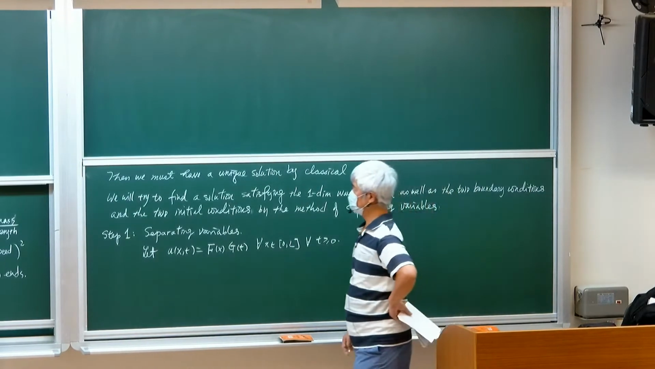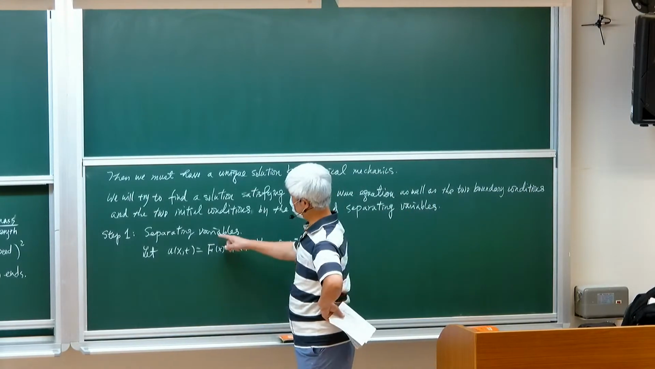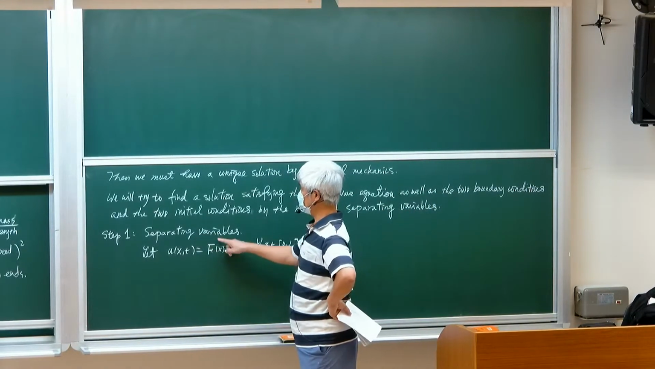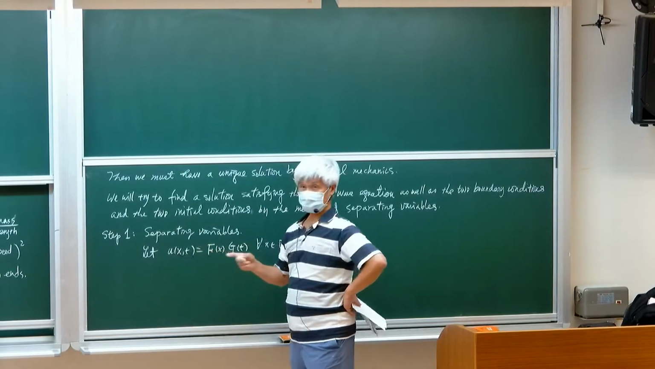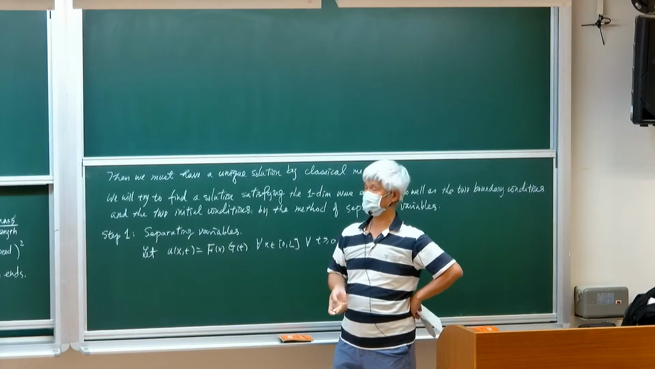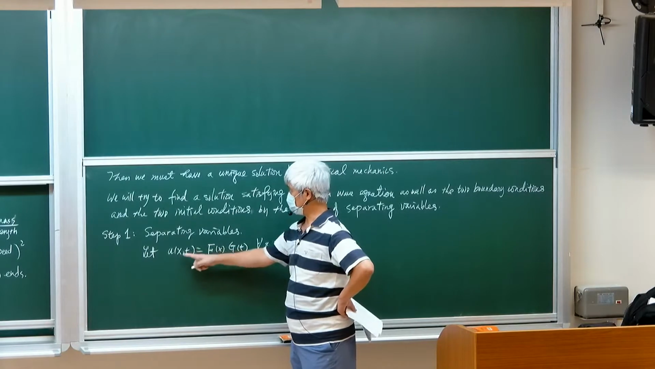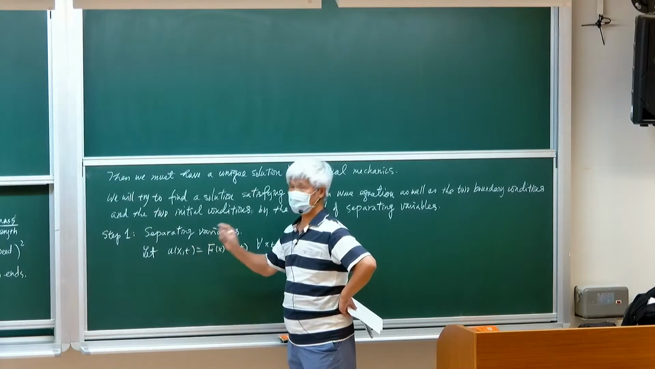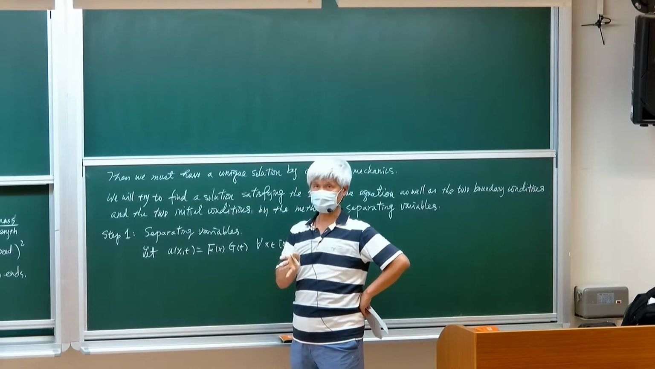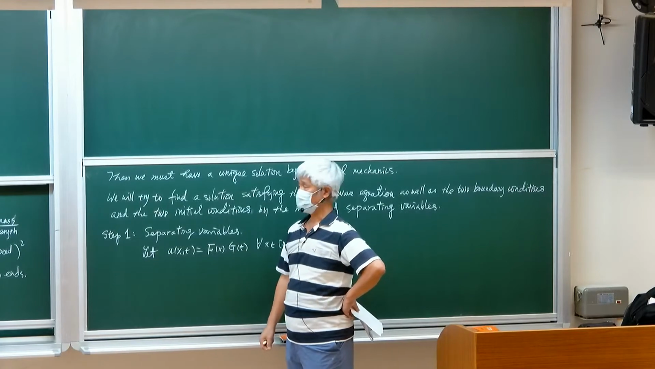So it is clear why we call this method separating variables, because we assume that u is a function of x and t, and we assume that it is the product of a function of x and a function of t. So we separate these two independent variables into 2 functions. So this is called separating variables.